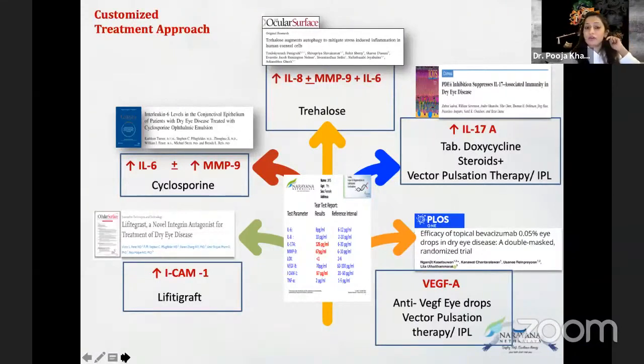Yes, thank you. So if you have a tear diagnostic test in your clinic, we can measure the markers which are abnormal, customize the treatment for this patient for an optimal outcome.